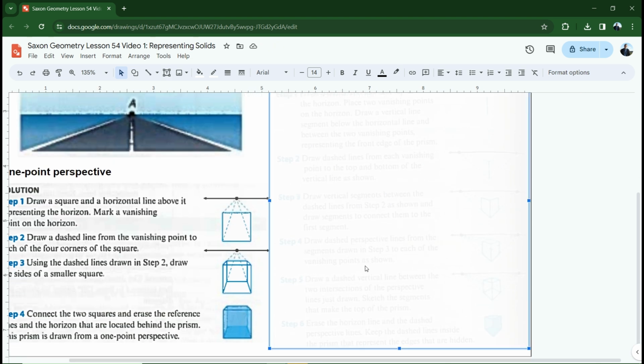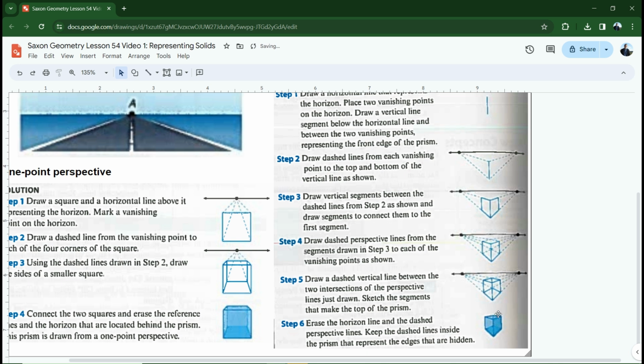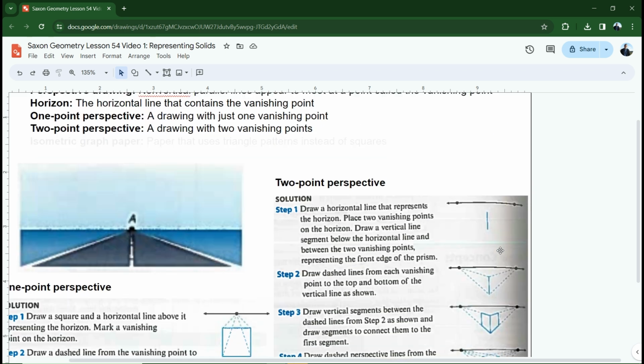Now, look at the difference in two-point perspective. What part of the prism are we looking at here? Notice that we're looking at one of the edges pointed toward us, one of the vertical edges, instead of one of the faces. Now, how do we do two-point perspective?